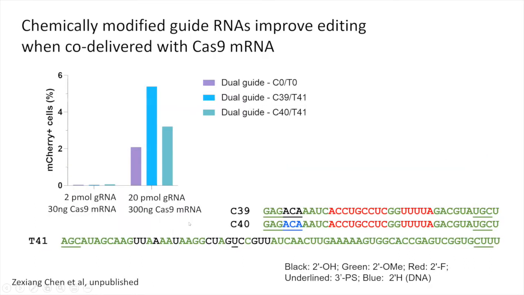And indeed it does. This is a chemically modified guide comparison with unmodified or minimally modified guide RNAs. And we find that when we co-deliver these with Cas9 messenger RNA into cells or in vivo, that we're able to get significantly better editing with the modified guides, as long as they're modified appropriately, than with the minimally modified terminal-only modifications.